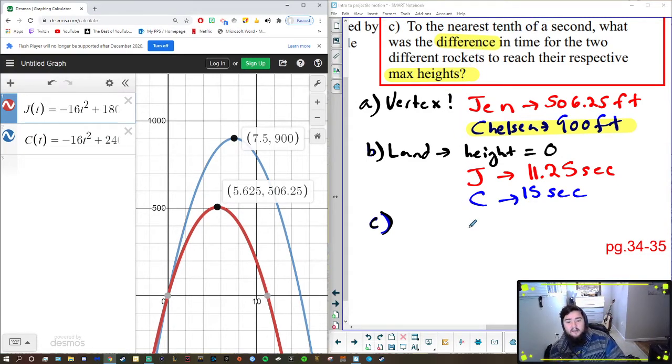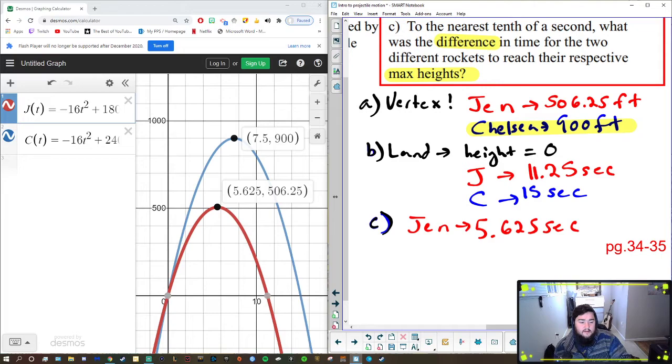So Jen's rocket, which is red, took 5.625 seconds to reach that max height. Whereas Chelsea took 7.5 seconds to reach her maximum height. Now, these are how long it took for both of them to reach their max height. This problem wants us to find the difference in time. Difference means we're going to subtract these.